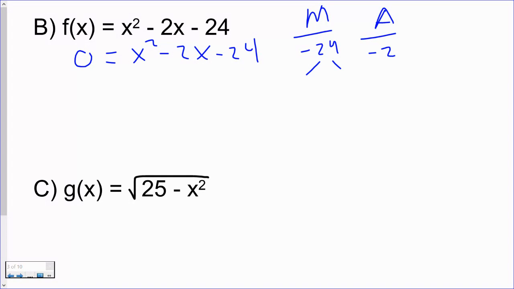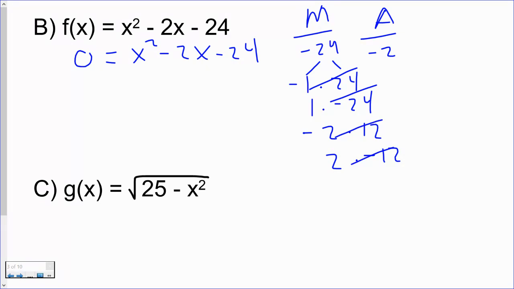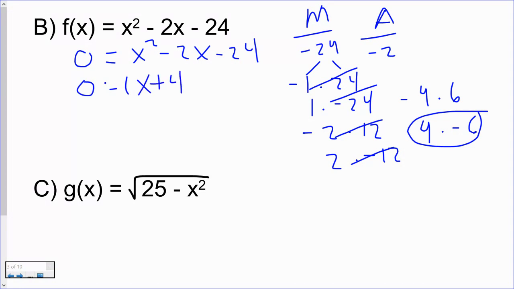And so if you want to write out all those different factors like negative 1 and 24 and 1 and negative 24, those don't work. And then negative 2 and 12 and 2 and negative 12. Those add up to 10 and negative 10. And then negative 4 and 6 and 4 and negative 6. And those do work because we want this pair. So then that would give you x plus 4 and then x minus 6.